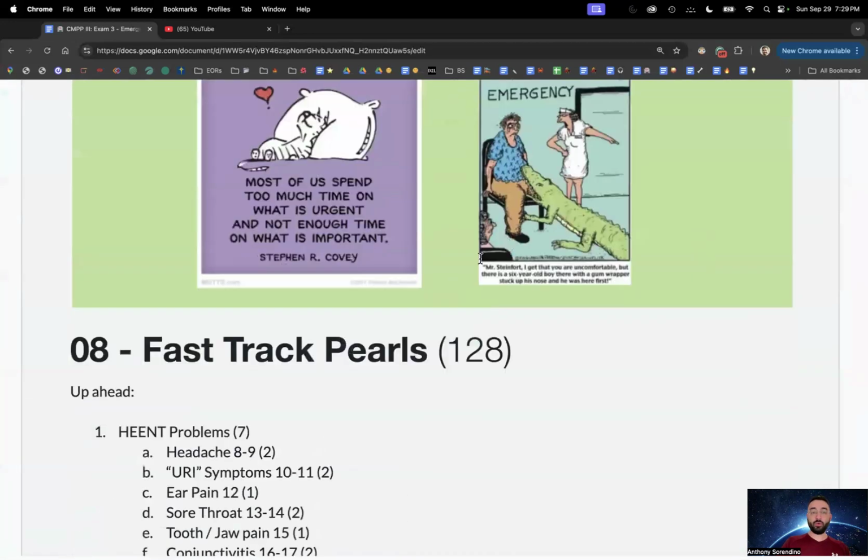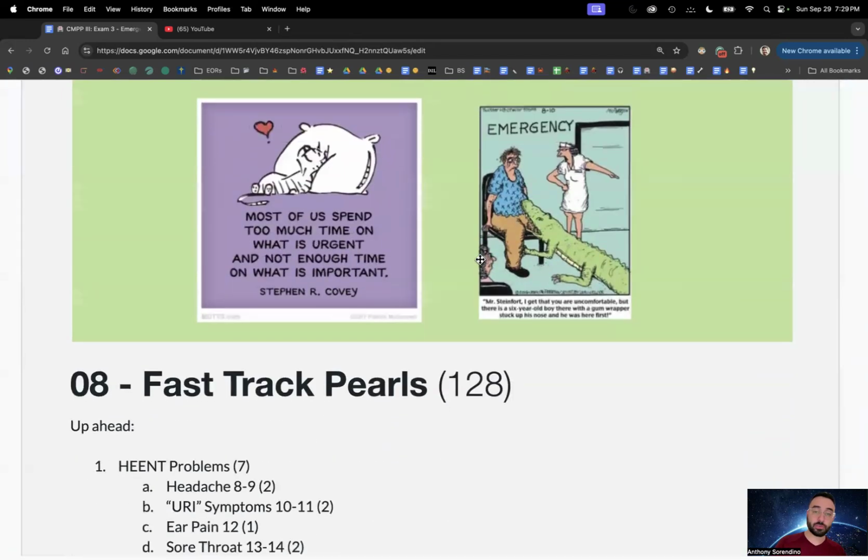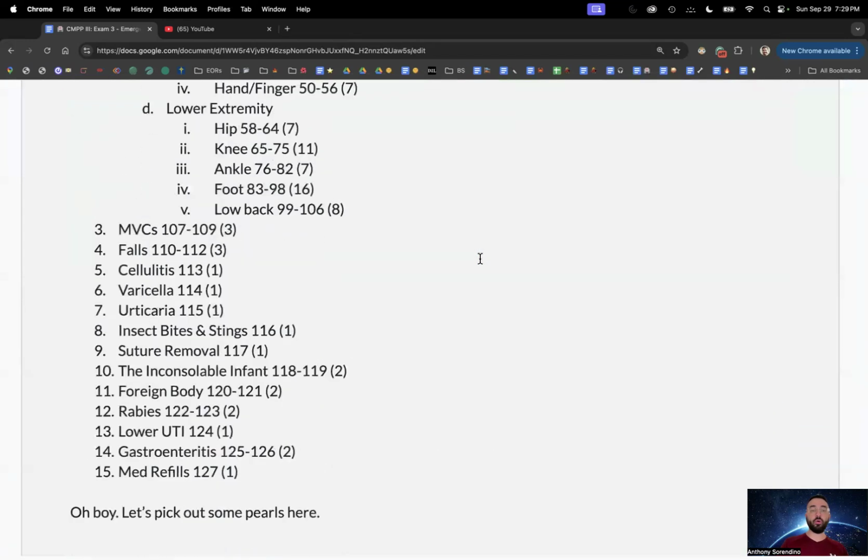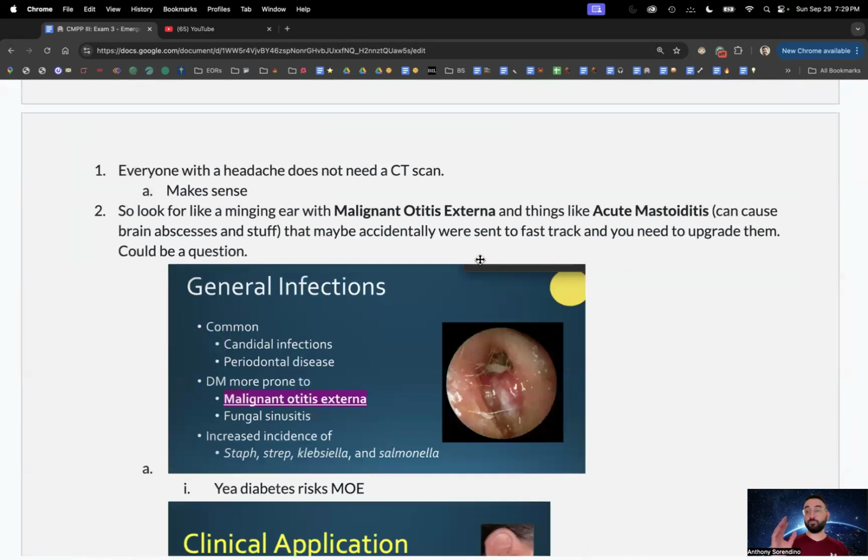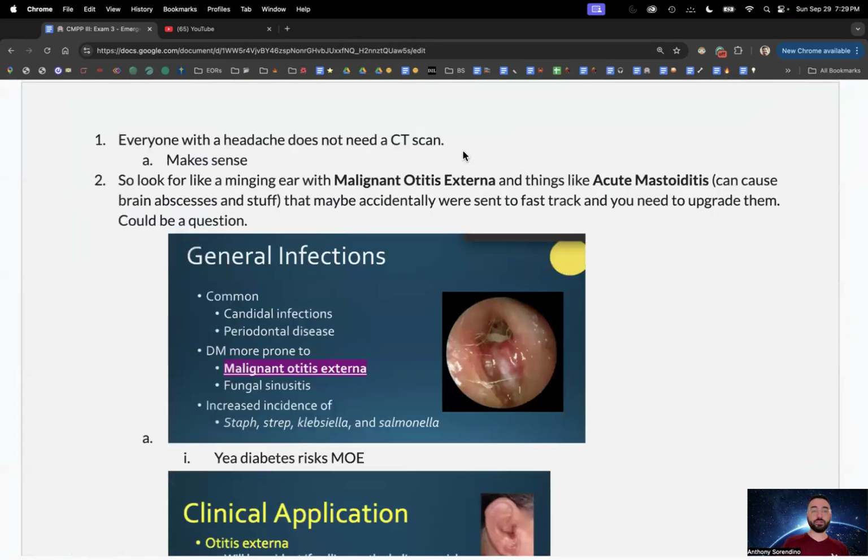All right. We're almost done actually. So this is just kind of like a hodgepodge miscellaneous PowerPoint of just pearls basically. So we'll kind of talk through this. Everyone with a headache does not need a CT scan, especially kids. You don't want to overdose them with radiation really for no reason.